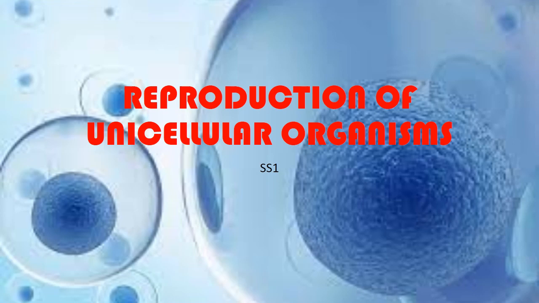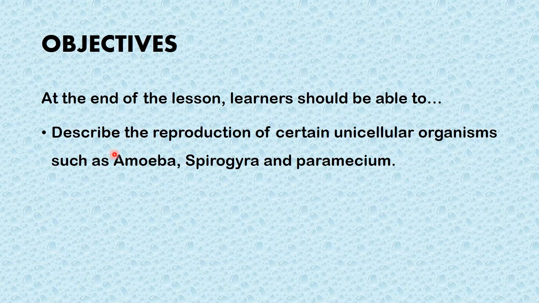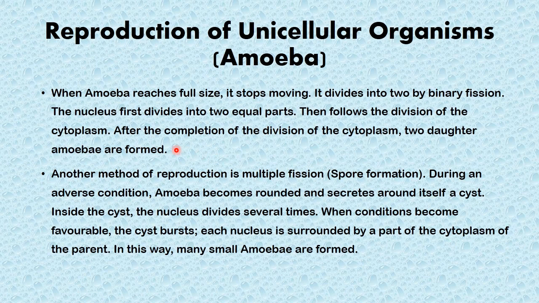Hello there. We'll continue with our lesson on the topic reproduction, but today we'll be looking at reproduction of unicellular organisms. Now, the objective of today's lesson is to help learners describe the reproduction of certain unicellular organisms such as amoeba, Spirogyra, and paramecium.